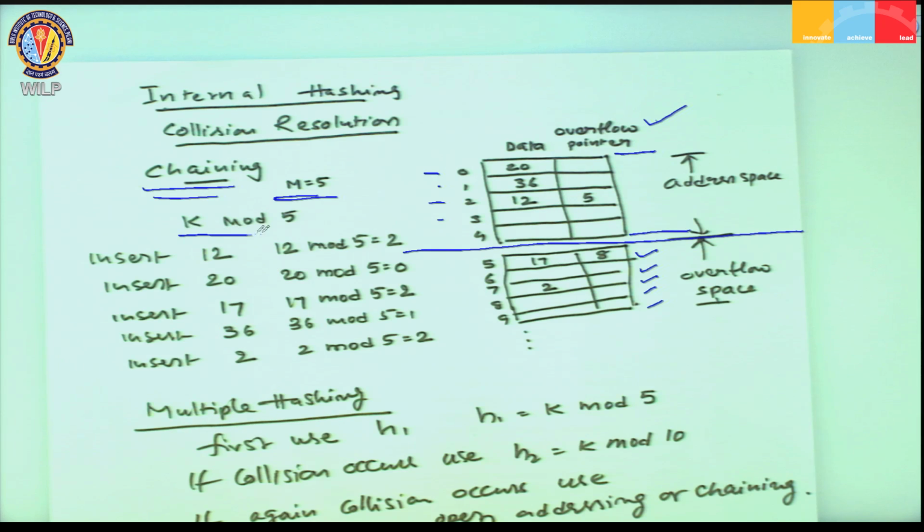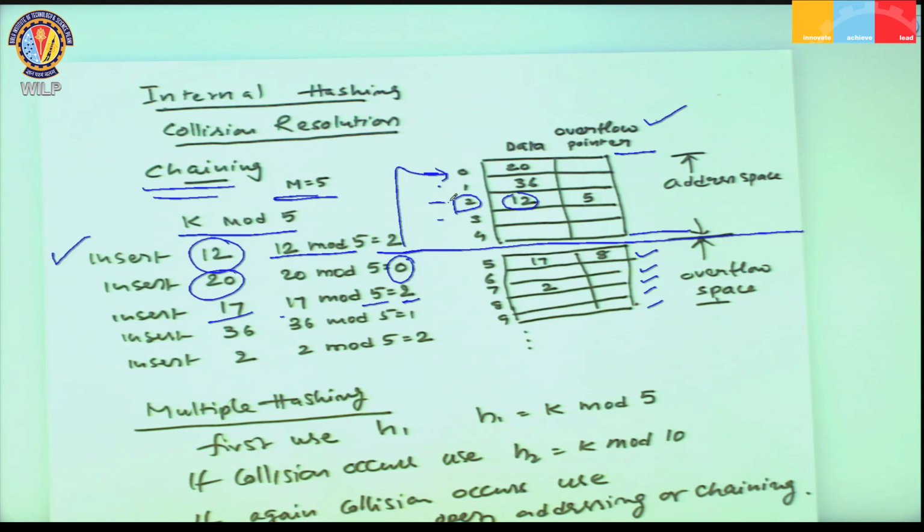The hash function used is k mod 5. First I am inserting key value 12. 12 mod 5 is equal to 2, so it will go into this location, the third location with index 2. Inserting 20, the result is 0, so that will go into this location. Then insert 17. 17 mod 5 is again 2, pointing to the location with index 2. Hence there is a collision, because that location is already occupied by the record with value 12, which was also hashed onto the same location.